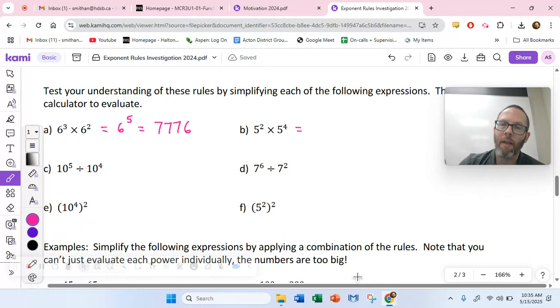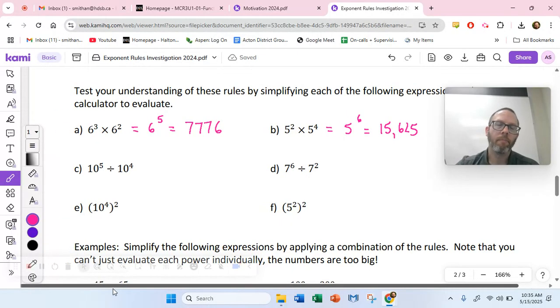5 squared times 5 to the power of 4. Add the exponents. I don't need you to write me 2 plus 4. I just need you to show me, though, that you added the exponents and whatever 5 to the power of 6 is. 15,625. Subtract the exponents. 10 to the power of 1. That's just 10.